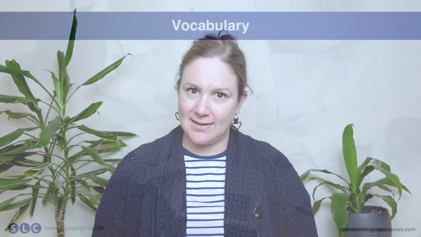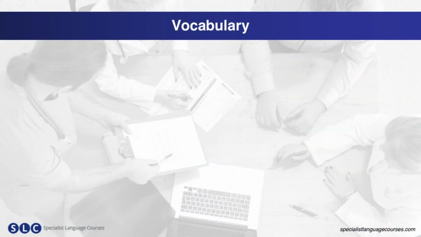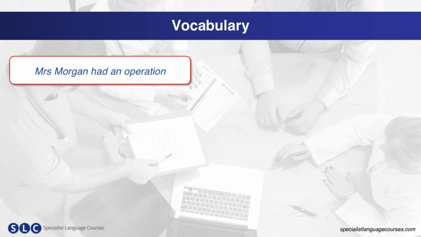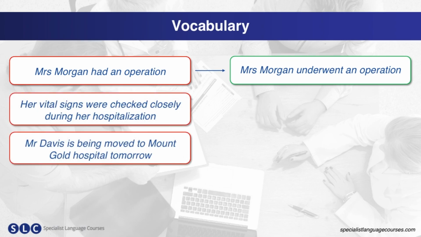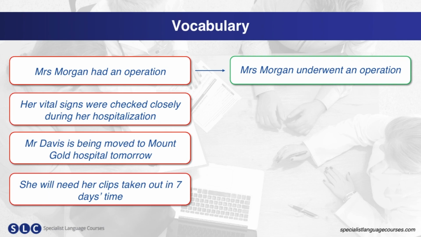So what about vocabulary? In the main body of the letter, it's important to use vocabulary that is suitable for the reader, but also suitable for the content. For example, here we can read, Mrs. Morgan had an operation. The meaning is clear, but undergo would be a little bit more suitable, more clinical. For example, Mrs. Morgan underwent an operation. Now have a look at these other examples. How do you think you could improve them in terms of genre and style?